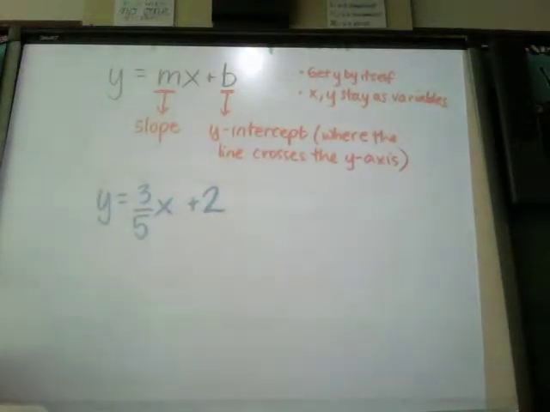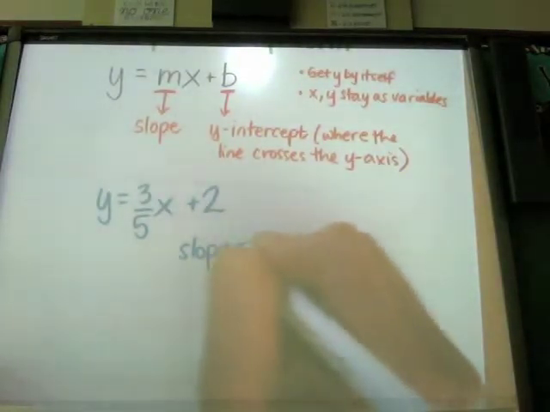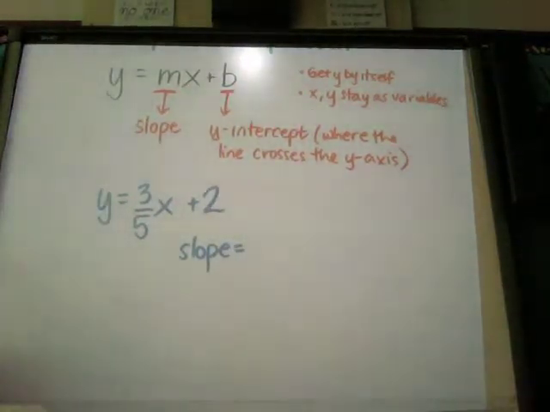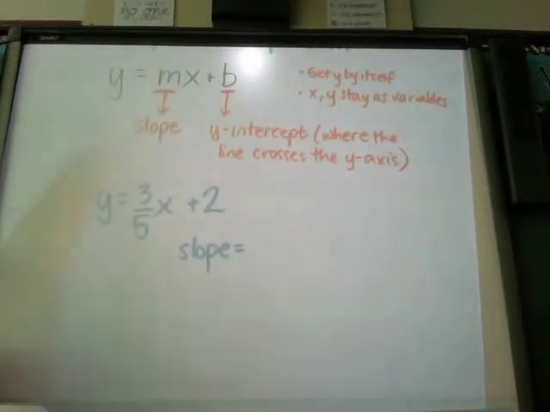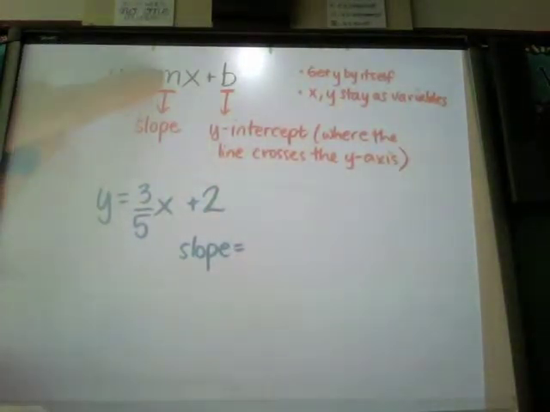If I gave you this equation and I said, what's the slope? The y is already by itself. Now, what's important, and I pointed this out on last night's homework, is that the slope is always the number that's multiplied by x. In this case, it's in the right order where that x comes first, but it could be switched around. Maybe they put the 2 first. The slope is always the number that's being multiplied by the x. Always the x.